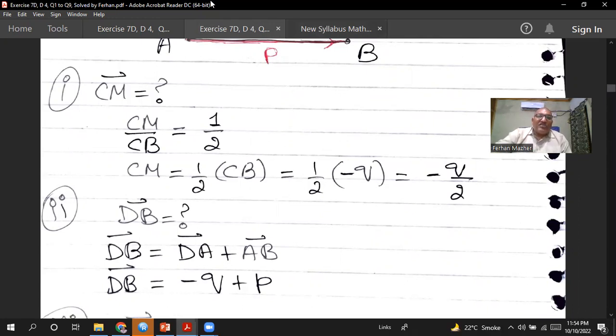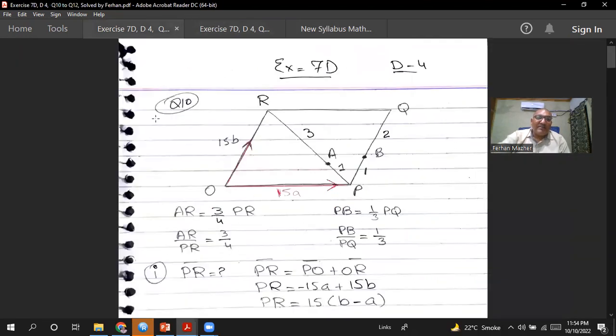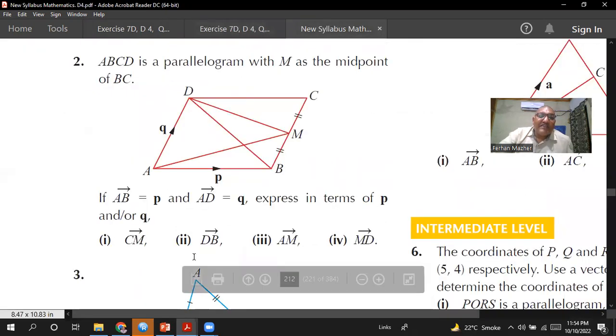Okay, then their question is to find the DB. If you want to find the DB, from D go to A, from A go to B. And we know the vectors. Very simple. So DB will be equal to from D go to A, from A go to B. When you go from D to A, that's minus Q, and when you go from A to B, that's positive P. So the DB will be P minus Q.